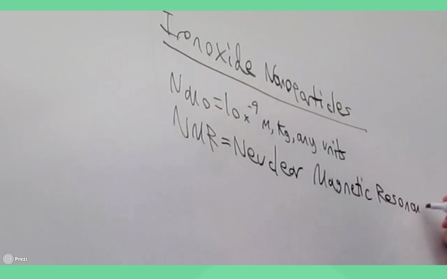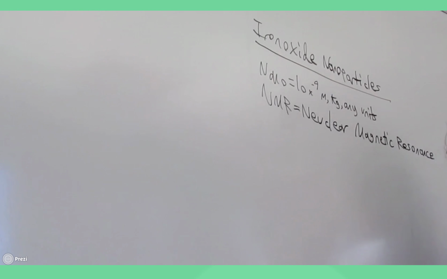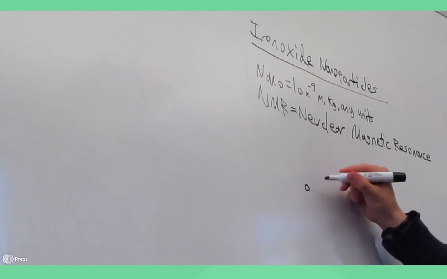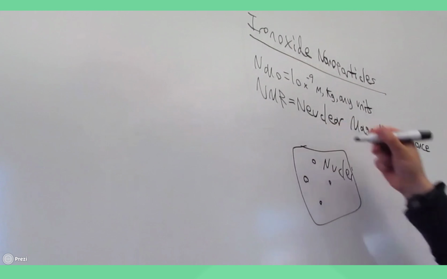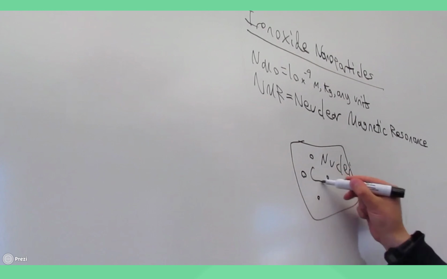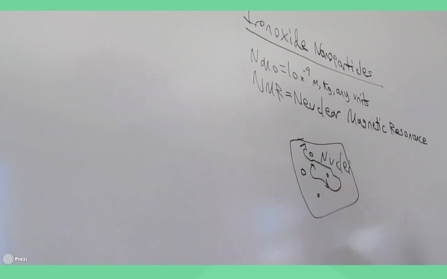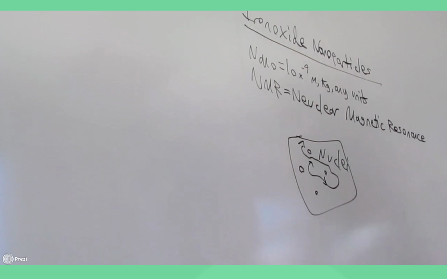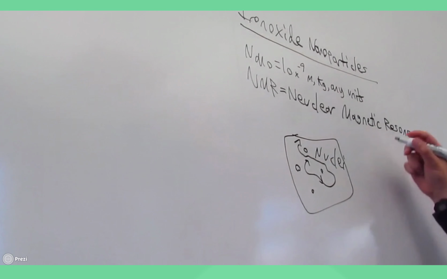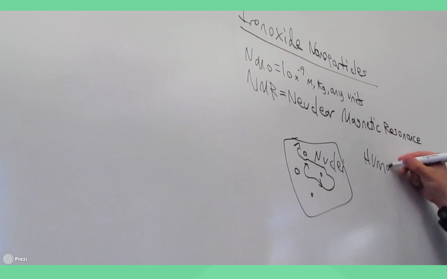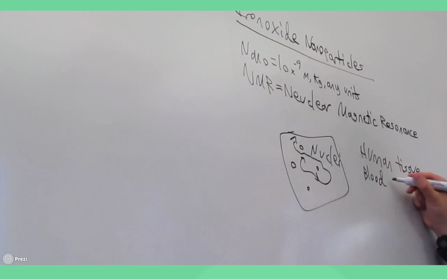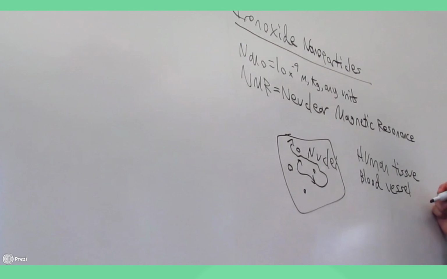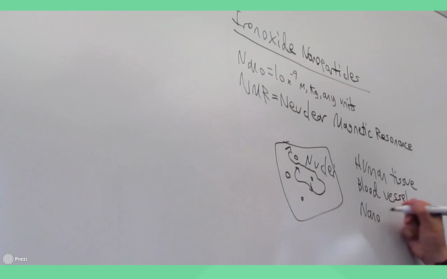So what that means is that the nuclei of an object travel around in a circle or in any direction, either way, and they have enough energy to create electromagnetic radiation. This radiation can be used for these purposes in the real world: human tissue analysis, imaging blood vessels, or even nanotechnology like semiconductors.